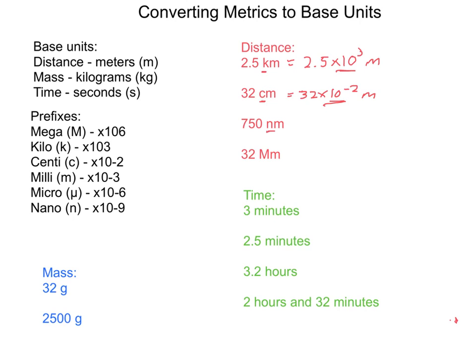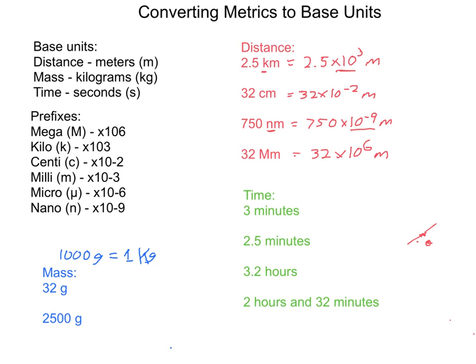750 nanometers is the same thing as 750 times 10 to the negative 9th meters, because nano means times 10 to the negative 9th. And 32 megameters is the same thing as 32 times 10 to the 6th meters.